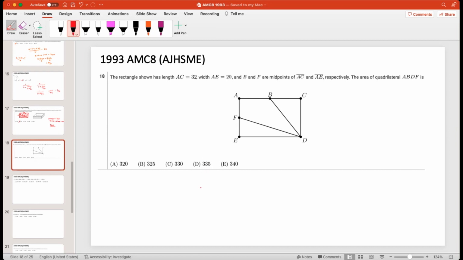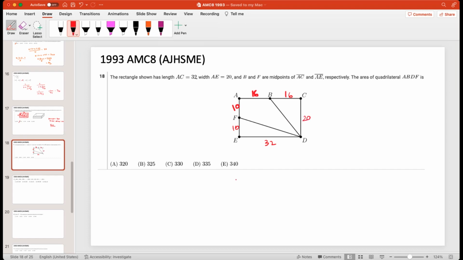The rectangle shown has length AC equal to 32, so AC is 32, with AE 20. B and F are midpoints of AC and AE. So this is the midpoint, so this should be 16. This should be 16, right? Because we have 32 in total. And this will be 10 and 10. This is 10 and this is 10. This total thing is 32. This total thing is 20. That's how we see.